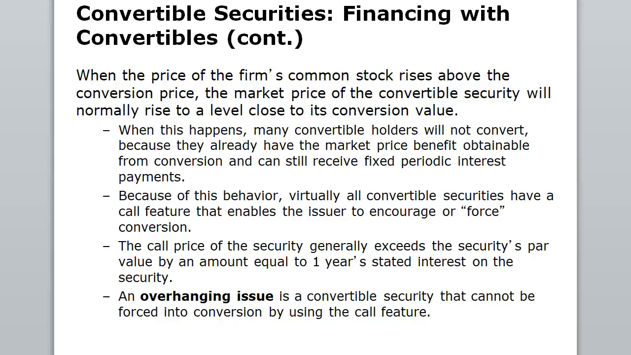So why convert? Because of this behavior, virtually all convertible securities have a call feature, which enables the issuer to encourage a forced conversion. If there's a point where the issuer doesn't need the money anymore and has the money to pay back the bonds, they can force the conversion. The call price of the security generally exceeds the stock's par value by an amount equal to 1 year of stated interest on the security. Sometimes the company will do the math and decide what's better for us: to call and pay the 1 year's worth of interest, or to let them keep accumulating value as the stock price goes up. An overhanging issue is a convertible security that cannot be forced to conversion by using a call feature. So some bonds may have this overhanging issue.